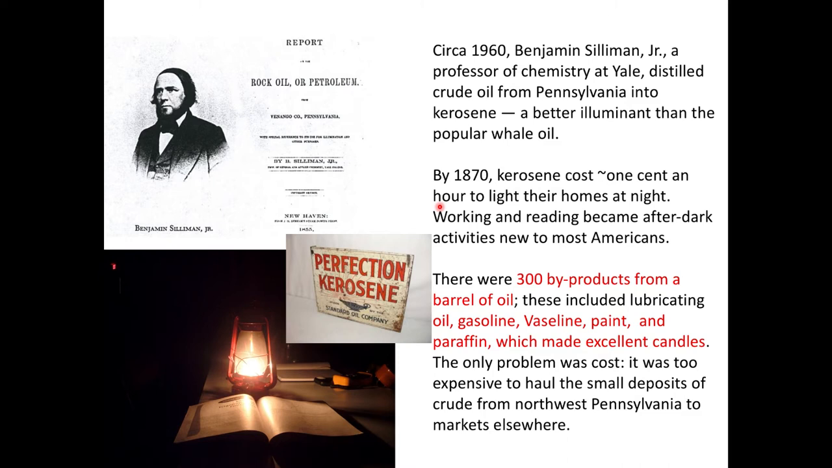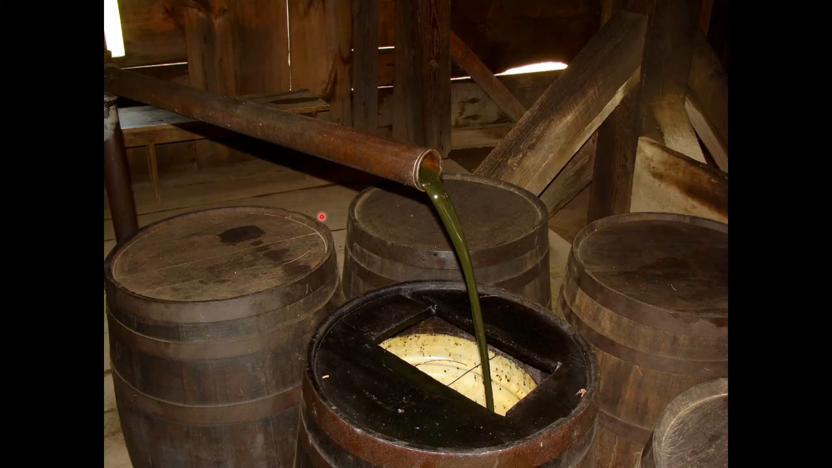Who cares? We can put a pipe into the ground in 1859 and out comes a bubbling crude. The game changer for oil was this guy up here on the left, Benjamin Silliman Jr., who was a chemist. This is the year 1855, New Haven, Yale University. And what Benjamin Silliman did is he took this crude oil that was coming out of the ground and he wanted to figure out what was it composed of. What was in it? It obviously wasn't water, wasn't pineapple juice, wasn't mango juice, wasn't Coca-Cola.